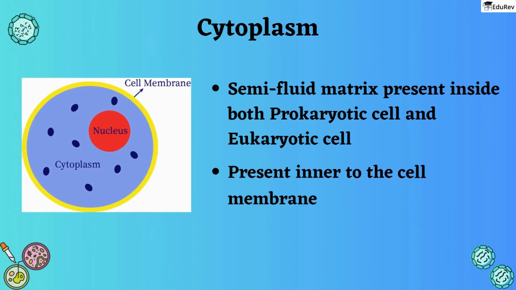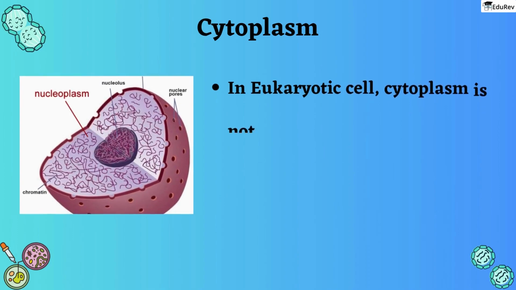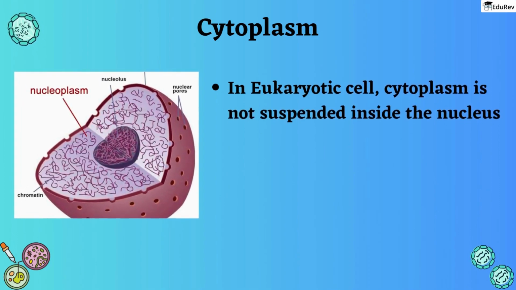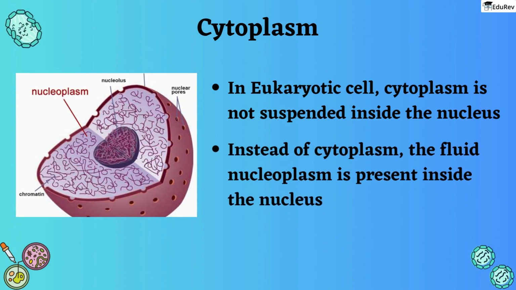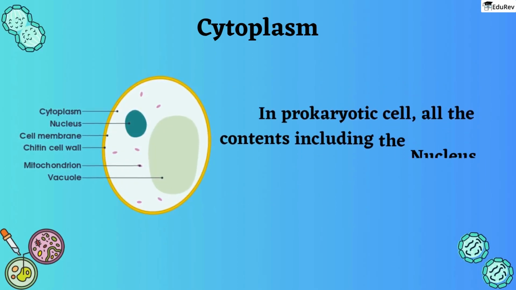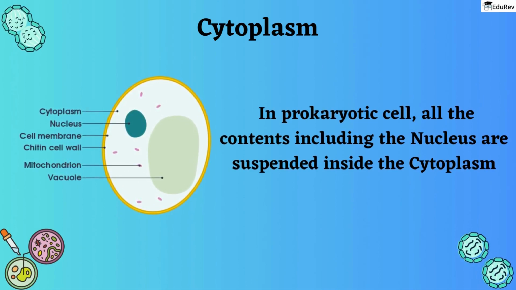The cytoplasm is present inner to the cell membrane, but in the case of eukaryotic cell, the cytoplasm is not suspended inside the nucleus because it is membrane-bound, but instead of cytoplasm, the fluid nucleoplasm is present inside the nucleus. So, all the contents of the nucleus are suspended inside the nucleoplasm, but in the case of prokaryotic cell, all the contents including the nucleus and other cell organelles are suspended inside the cytoplasm.